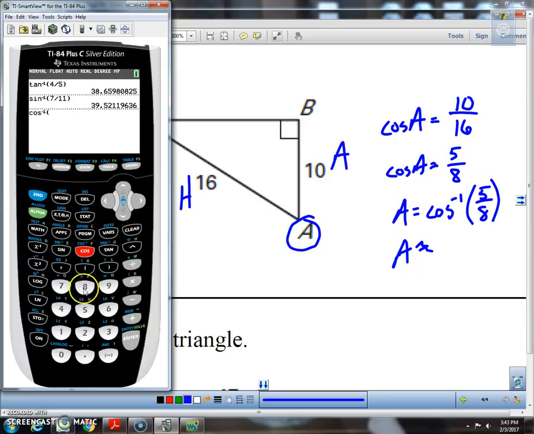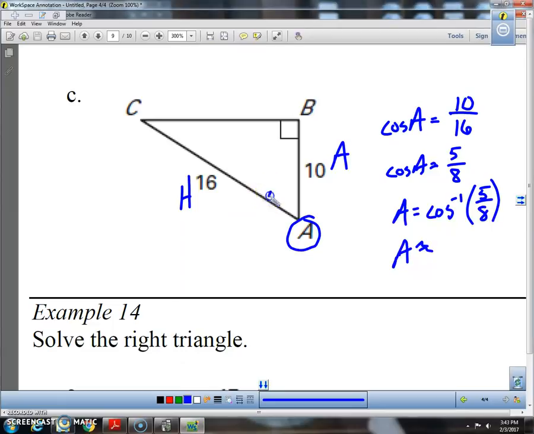Inverse cosine, oops, 5/8. About 51.3. Yeah, that makes sense. Looks right to me. There we go.